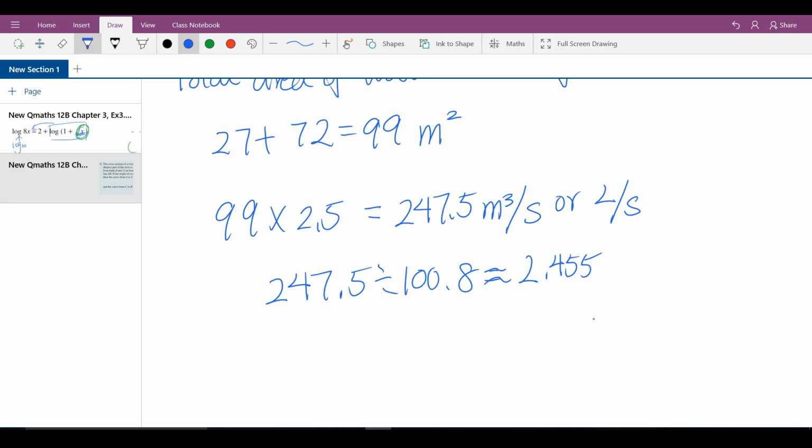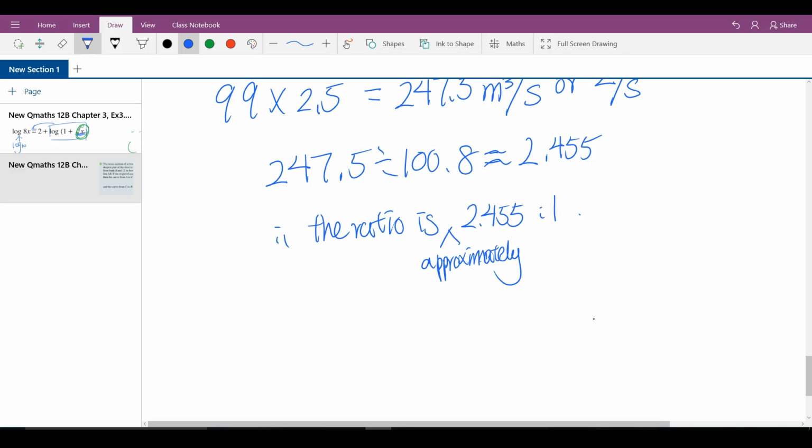So the ratio is, therefore, approximately 2.455 to 1, because we use the approximate sign. That's the answer. That is the answer.